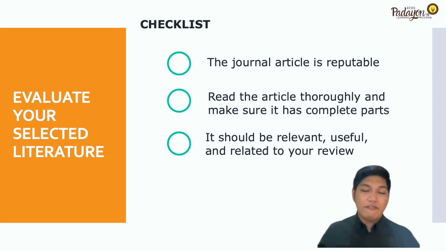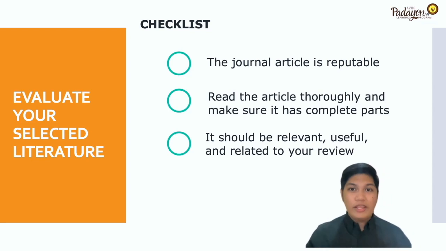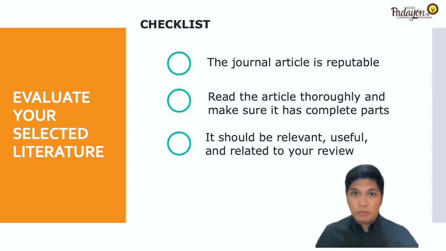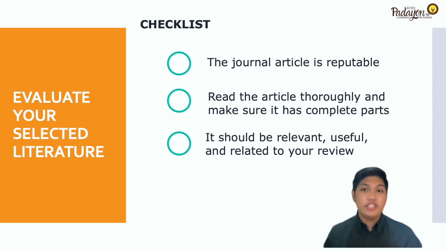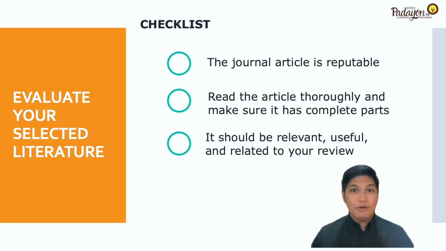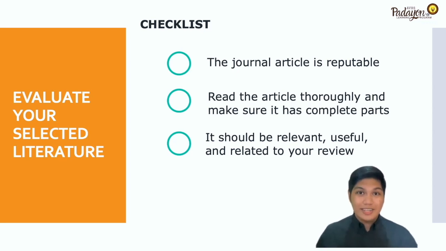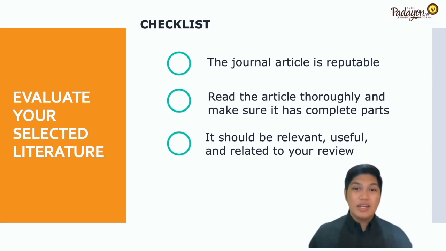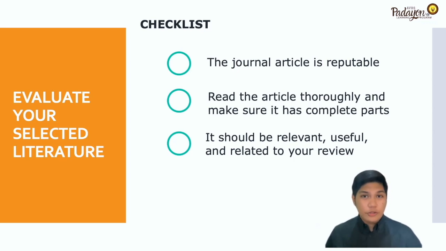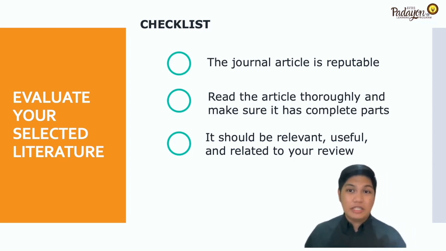The first thing that you have to do is know whether the journal article is reputable. How do we know if the journal article is reputable? The first thing that you have to know is that if it's really a published one or not. Because usually those published articles come from a reputable source as well, or like a website, it's understood that it is reputable. Second, read the article thoroughly and make sure it has complete parts.